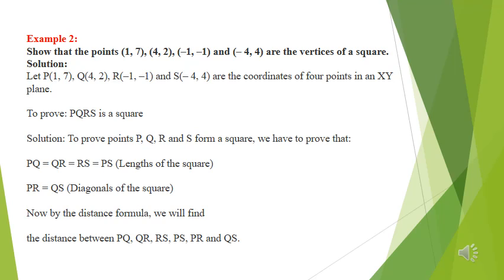For that, to prove PQRS is a square, we need to prove that all sides of the square are equal, meaning PQ equals QR equals RS equals PS, that is, the lengths of the sides of the square are the same. And second, we have to prove the diagonals are also equal, meaning PR equals QS. Now by using the distance formula, we have to find the distance between the given points, that is PQ, QR, RS, PS, PR and QS.